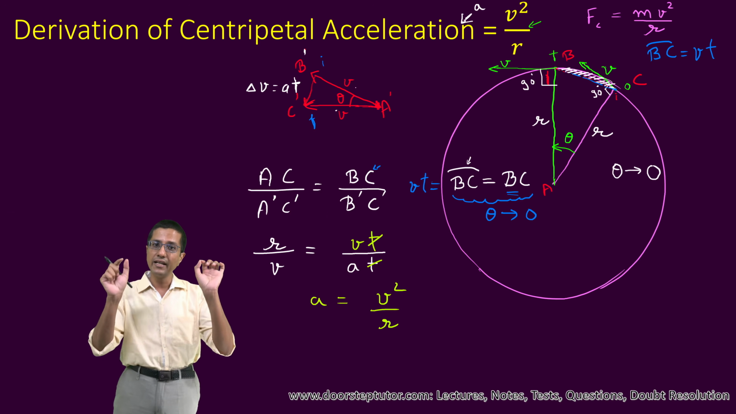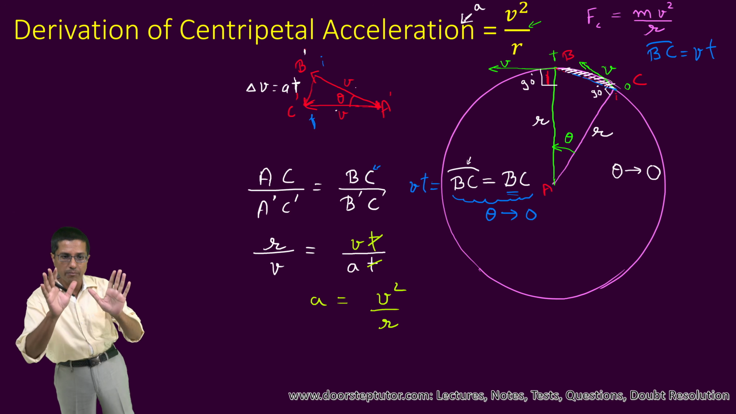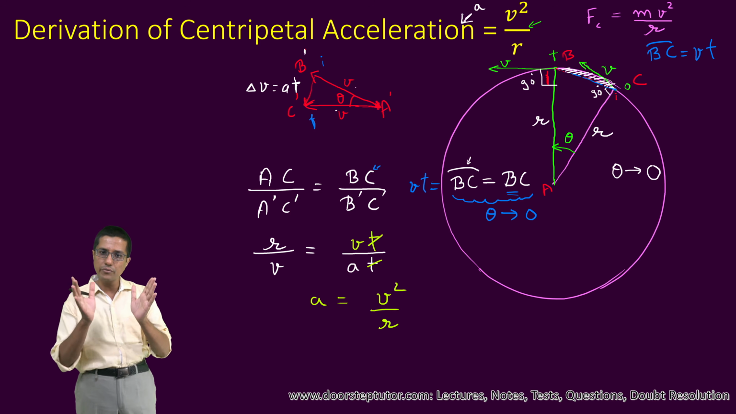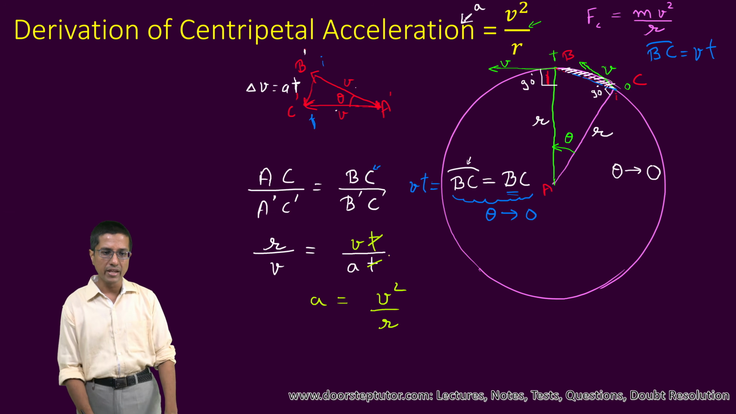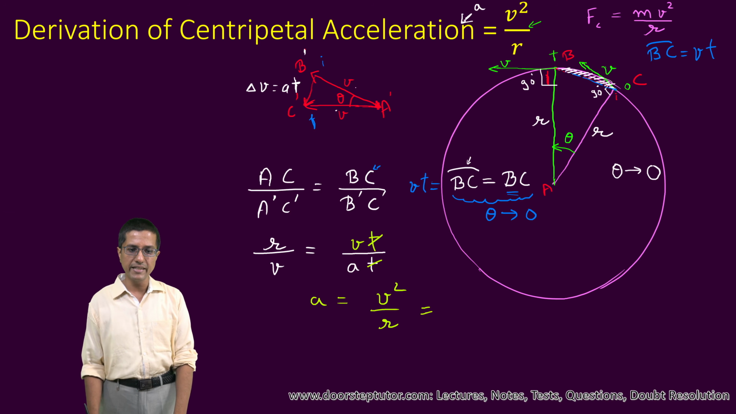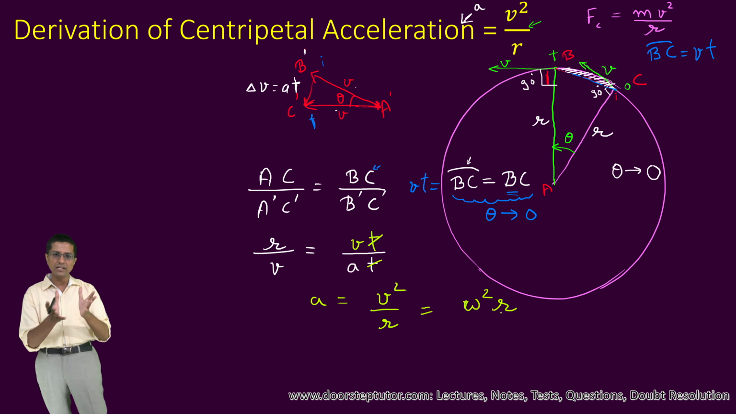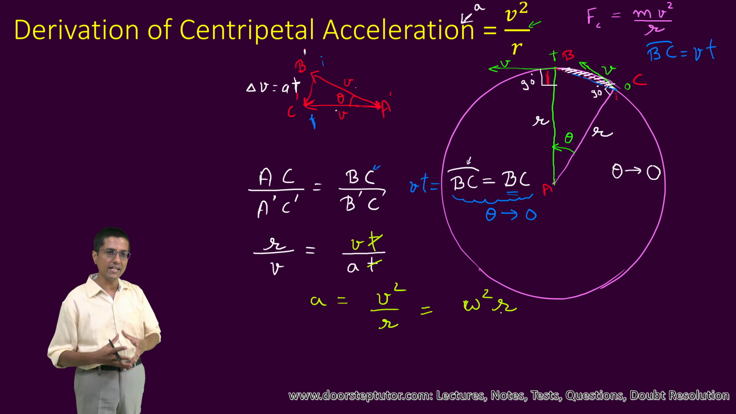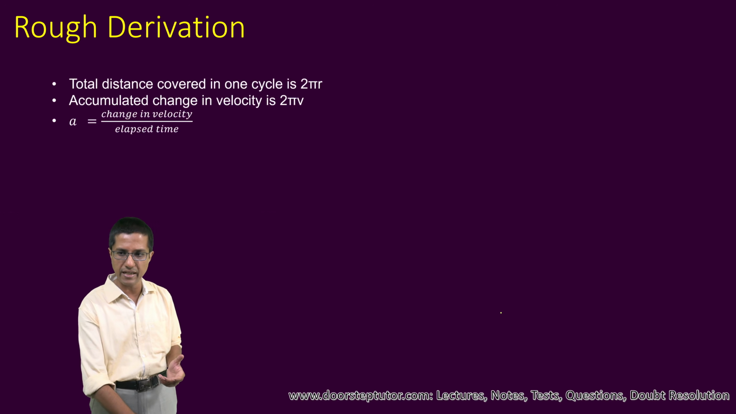Notice that this is the derivation for centripetal acceleration. That acceleration can come from a variety of forces. I told you this again and again, but the value of that acceleration in the case of uniform circular motion always remains the same, which is the square of velocity divided by r. And if you want to express this in terms of omega, which is our angular velocity, then this becomes omega squared r. This is because of the relation between v and omega, which we'll study in a subsequent class.